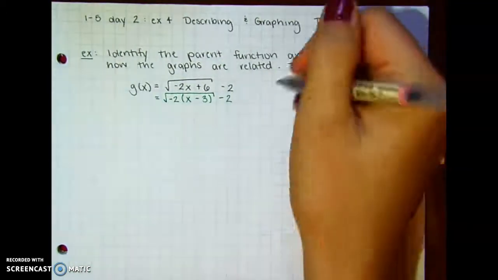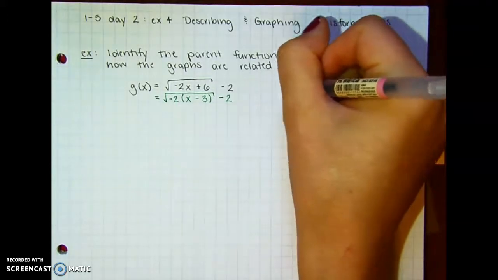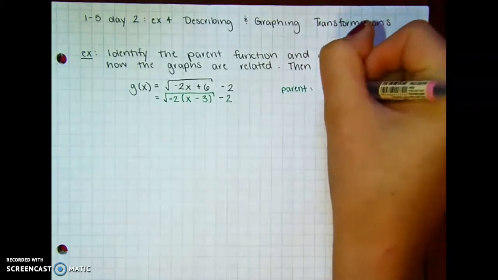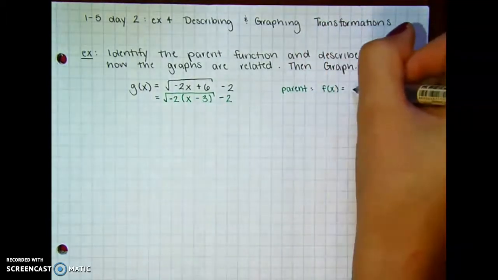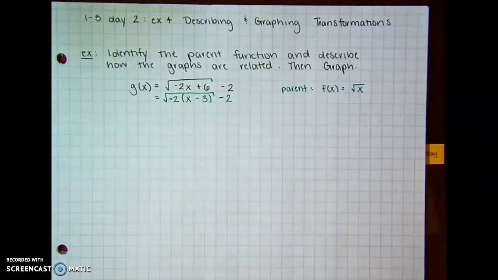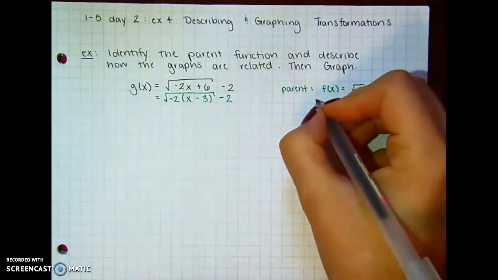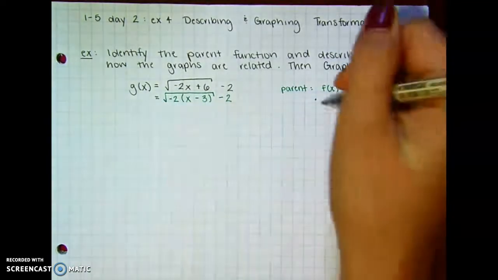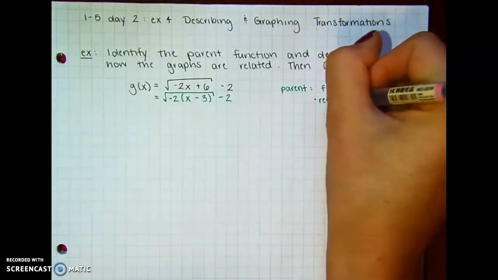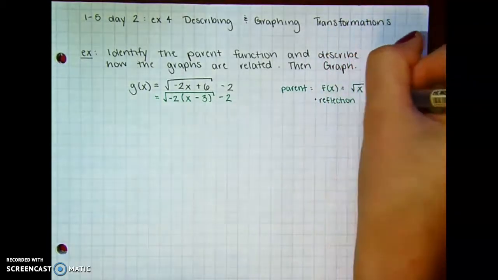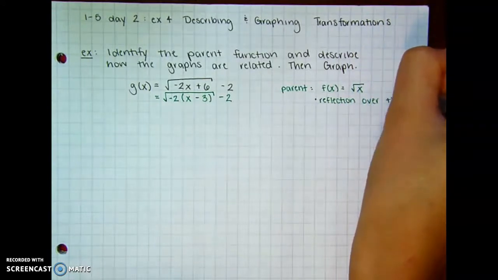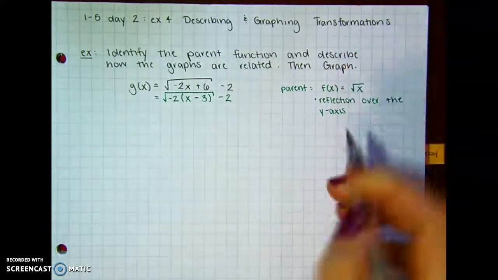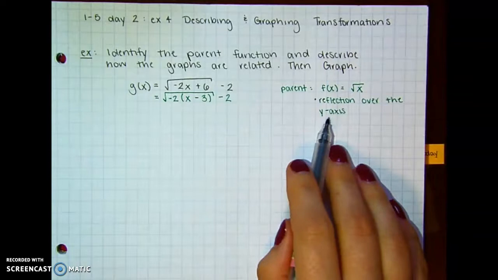Identify the parent function. So the parent is going to be f of x equals the square root of x, because this is the square root function. And then for transformations, we've got a negative inside with our x values, so that is a reflection over the y-axis, right? Because if we reflect over the y-axis, then our x values are what are affected.